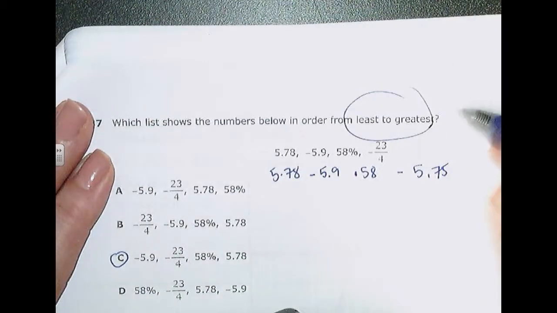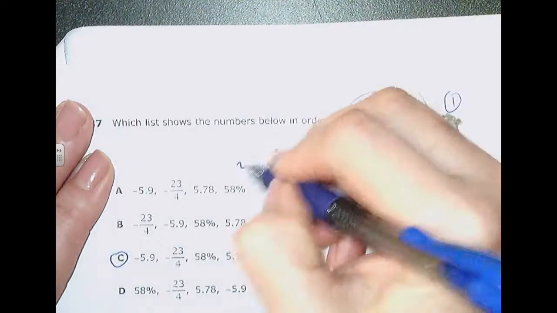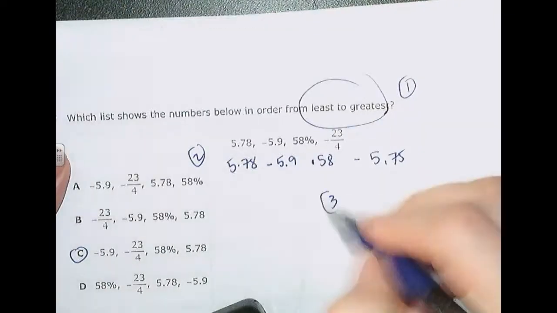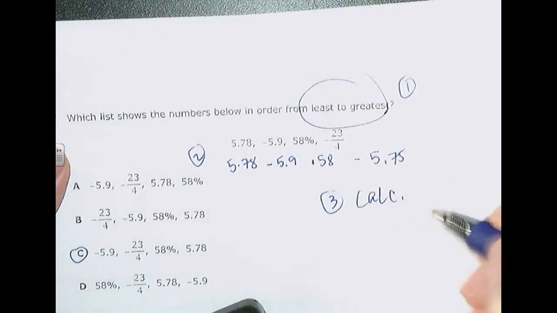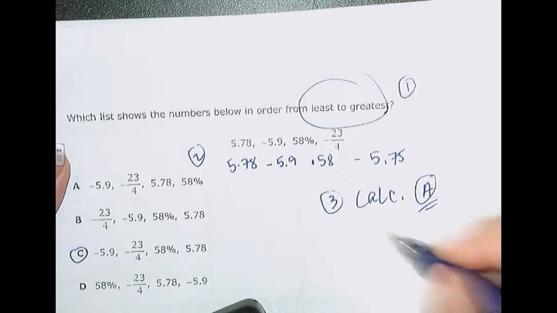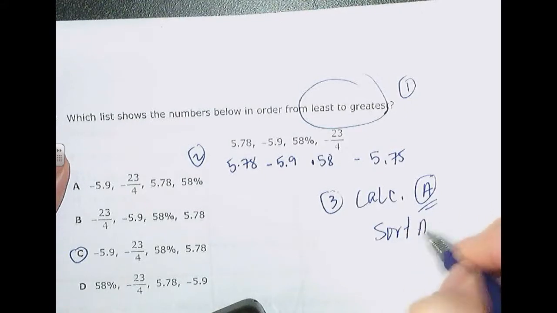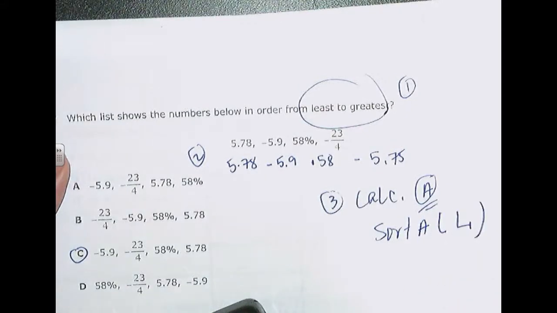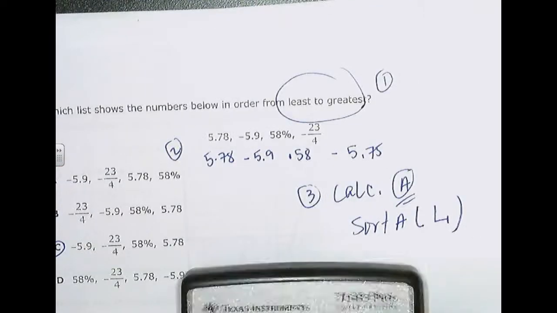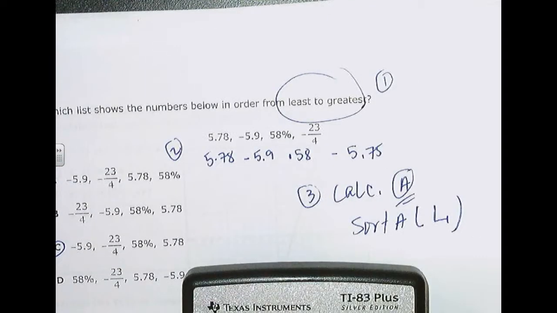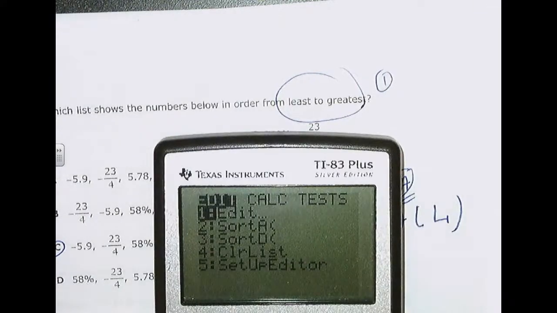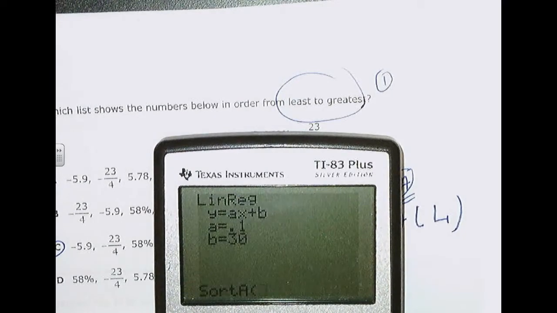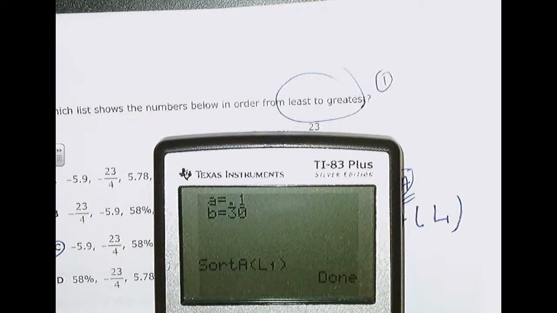Now, I need to do least to greatest, and which one is least to greatest? So that's my number 1. Here's my number 2. There's my data. Number 3, go get it. Calculator. It's going to be ascending. Yep. So sort A, parenthesis, list 1, close, enter. And if you don't close it, it's not going to be happy. So stat, I need sort A for least to greatest. So that's 2. And I need to put list 1 there. Push the enter. You should see done.